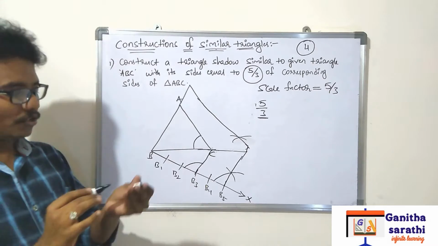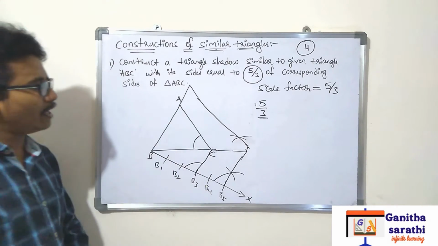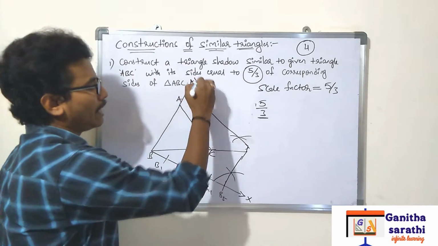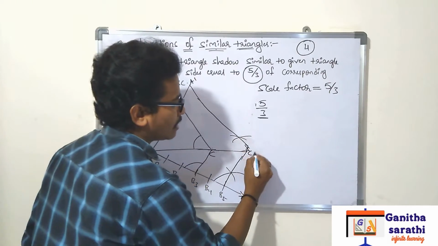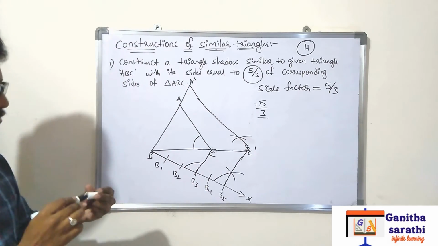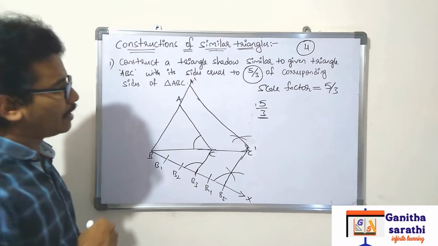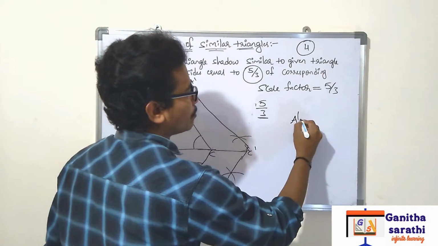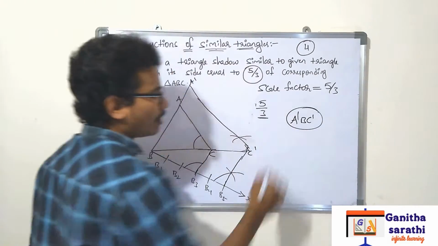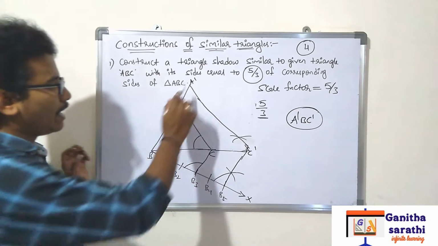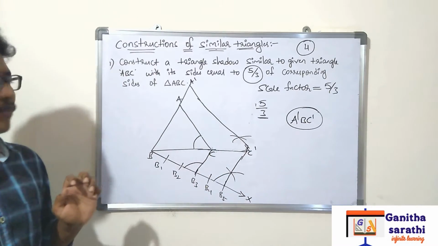Okay, so here our similar triangle: A is extended to A dash, C is extended to C dash. Now what is our similar triangle formed? A dash B C dash is our similar triangle, right? A dash B C dash is our similar triangle.